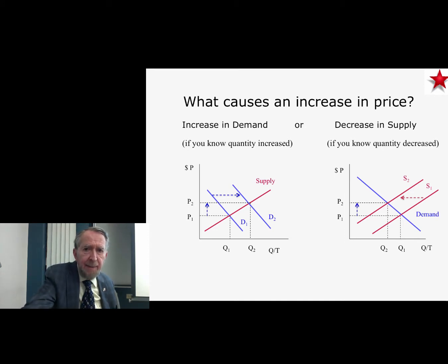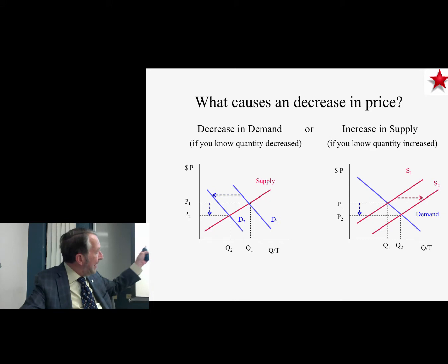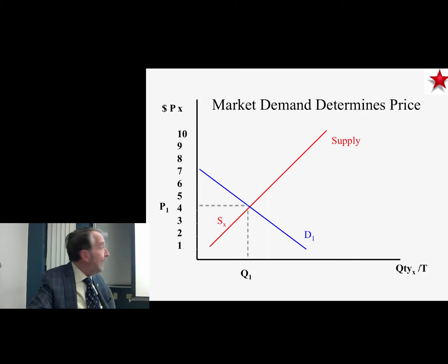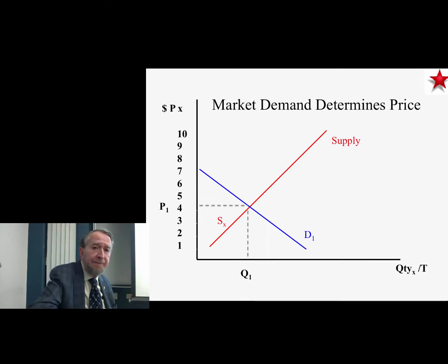We looked at what causes then an increase in price, and there's two possible things that are going on. Either demand's increased or supply is decreased. If price is higher, one or both of those things has in fact happened. And if the price is lower, then it's either a decrease in demand or an increase in supply. So you know if price is lower, one of those two things has in fact happened.